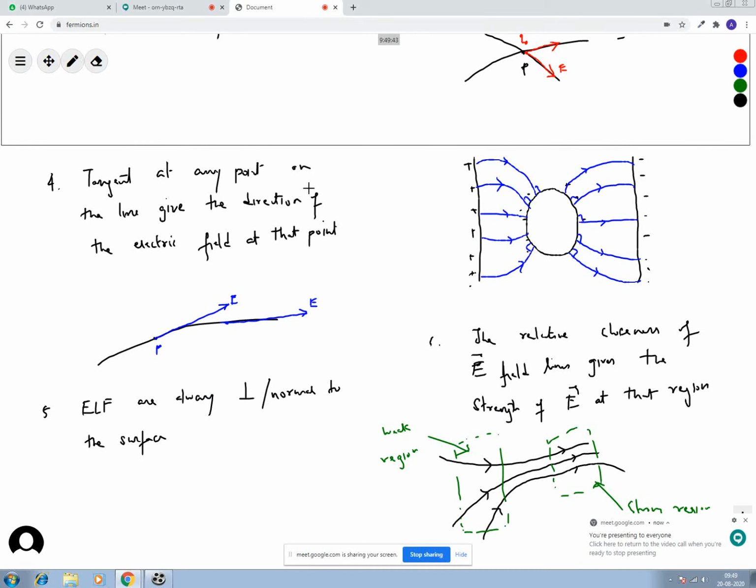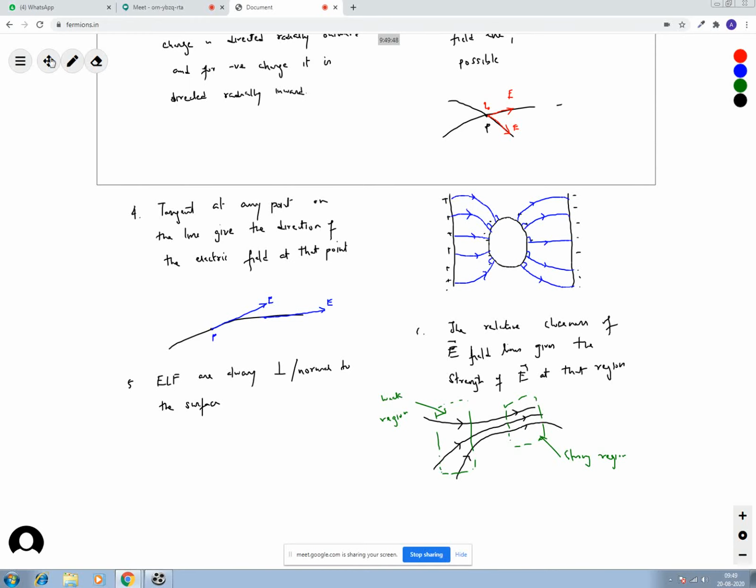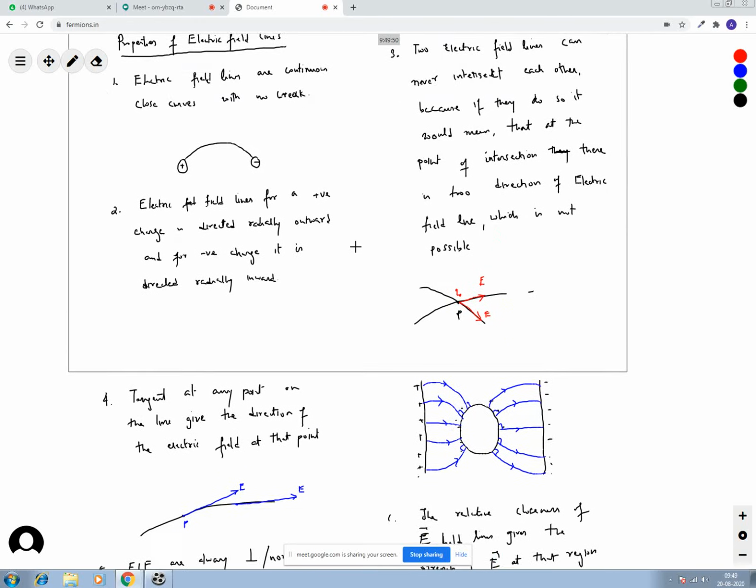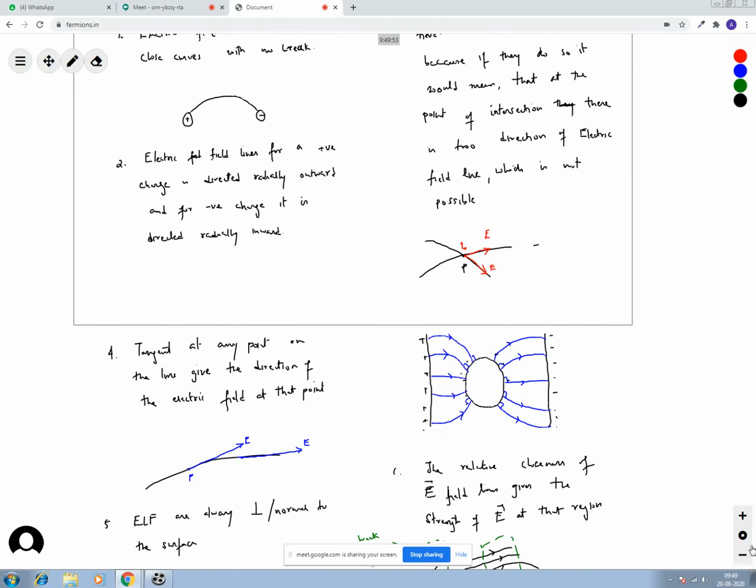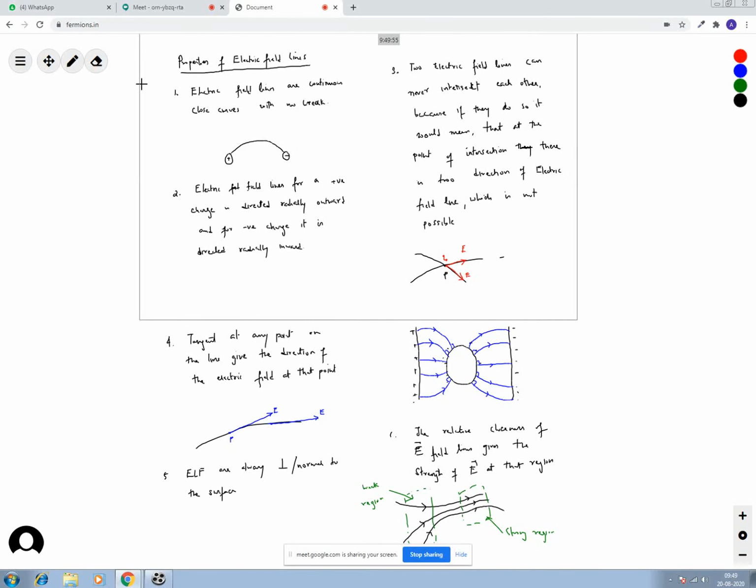Okay, so we have finished this. Those who want to take a picture of this can take it now. So these are electric field lines. There are many others, like they start from positive charge and end at negative charge, which I have already said. These are only the important points I have written. These 6 points are more than enough.